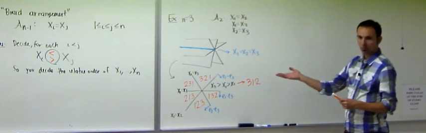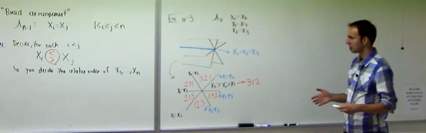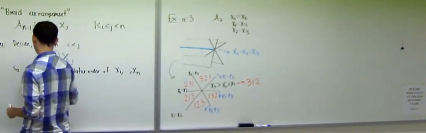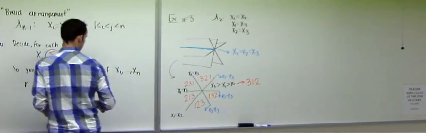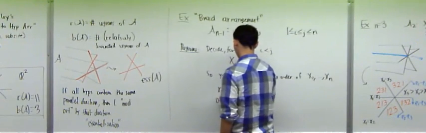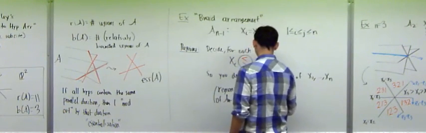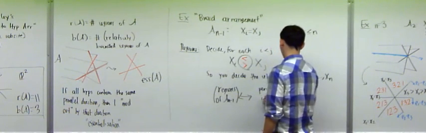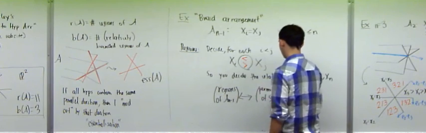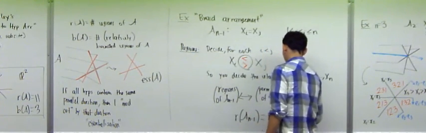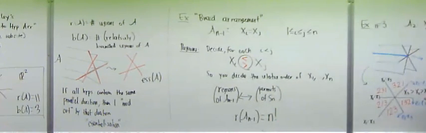So then you see, what do the regions correspond to? Permutations, right? They're permutations. So the regions of A_{n-1}. So you see why this is my favorite arrangement. Permutations of S_n. And so that means that the number of regions is precisely n factorial. Okay?